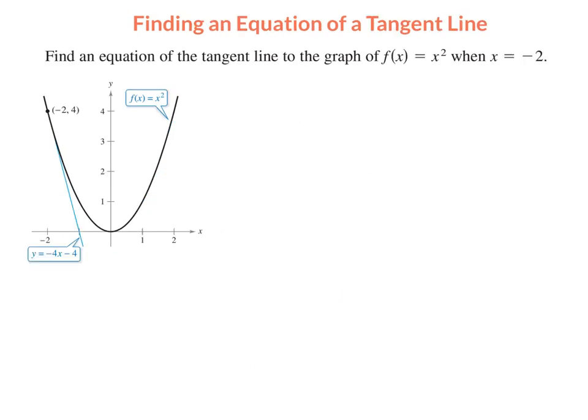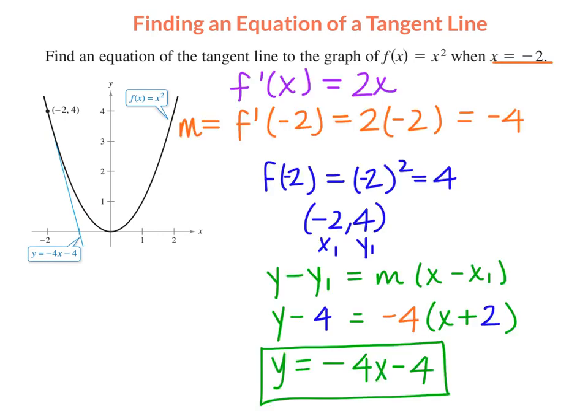Another thing that derivatives help us find is equations of tangent lines at certain points. So let's say that I have this classic power function here, x squared, and let's find the equation of the tangent line at x equals -2. First thing I'm going to do is find the derivative of x squared, which is going to be 2x according to the power rule. And I'm going to plug in x equals -2 for that to find the slope of the tangent line, which gives me -4.